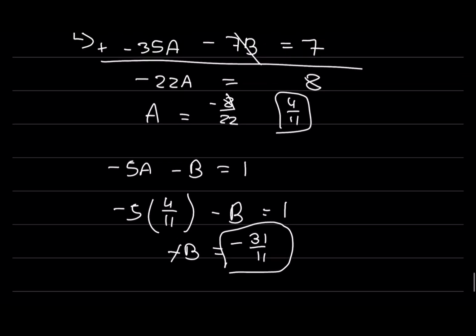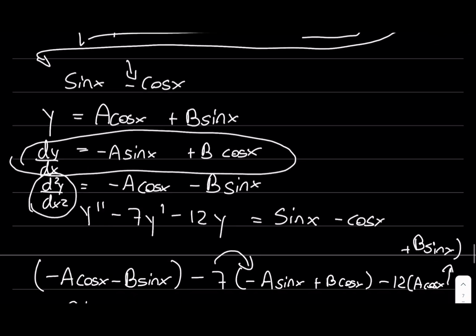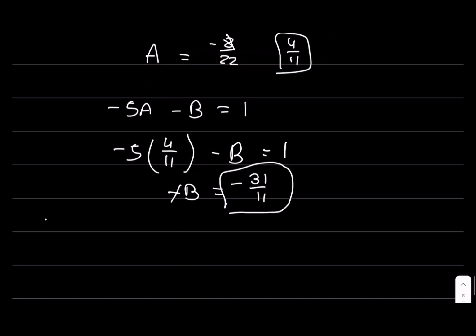And all you have to do is just put these back into the general form, which is A cos x plus B sine x. So if y is equal to A cos x plus B sine x, A is 4 over 11, so y is equal to 4 over 11 cos x plus b, which is negative 31, so minus 31 over 11 sine x.